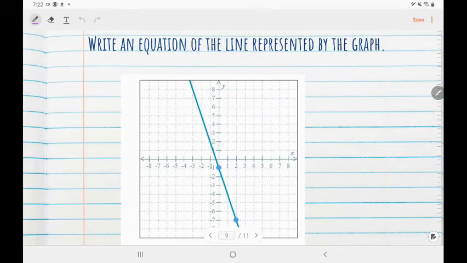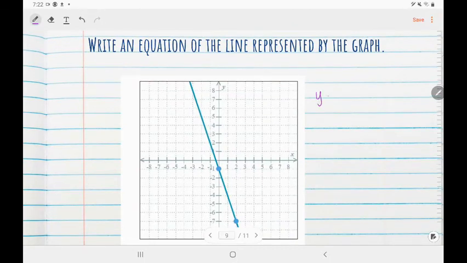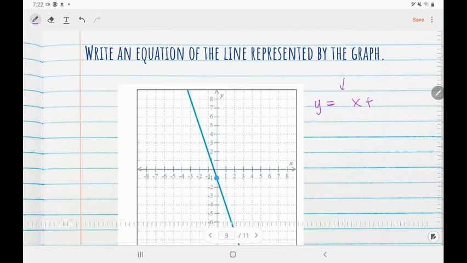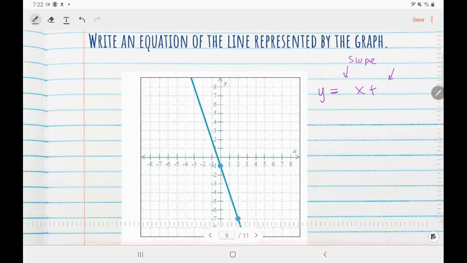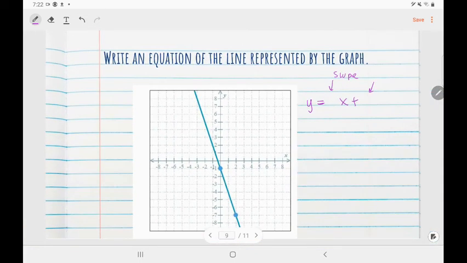All right, next example. So again, I'm going to write the blank format, y equals blank x plus blank. Remember, here's where my slope goes. And here's where my y-intercept goes. So I'm first going to find my slope. As I'm coming along my line, this is my point 1. This is my point 2.